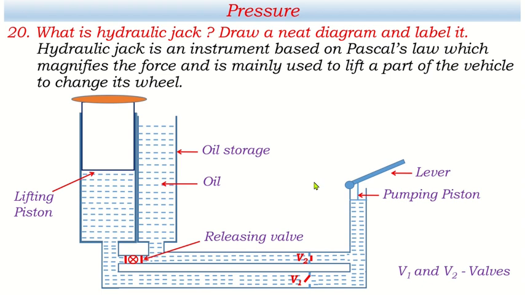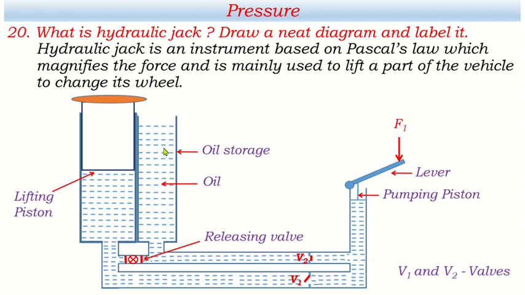Okay, now how does it work? Let's talk about its working. When we apply force on the lever, it exerts pressure on this liquid, and this pressure transmits to the lifting piston, and the lifting piston moves upward with a very huge amount of force. Since the area of the lifting piston is very huge in comparison with this pumping piston, the force magnifies to a huge amount, which will be able to raise the part of the vehicle, and the wheel can be changed.